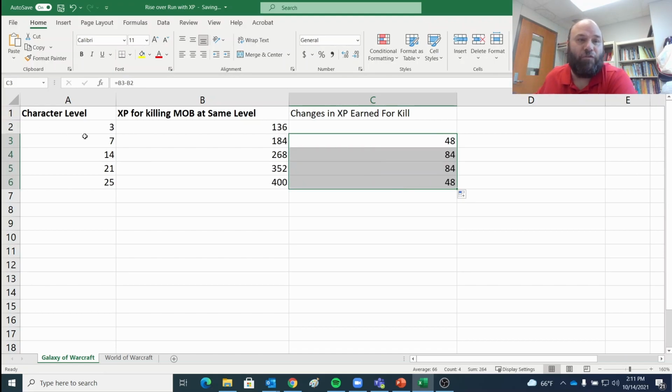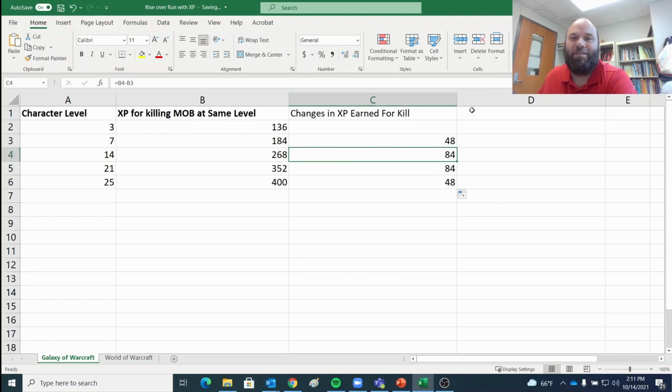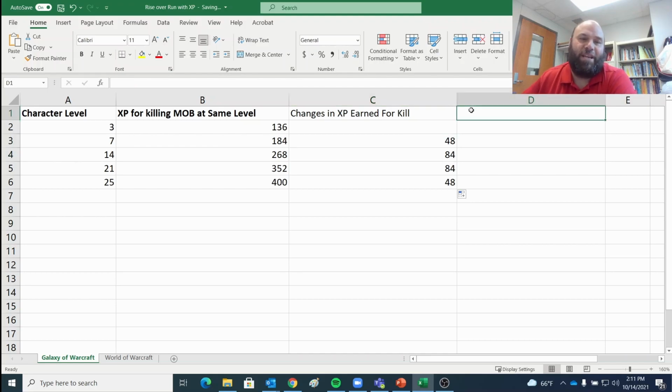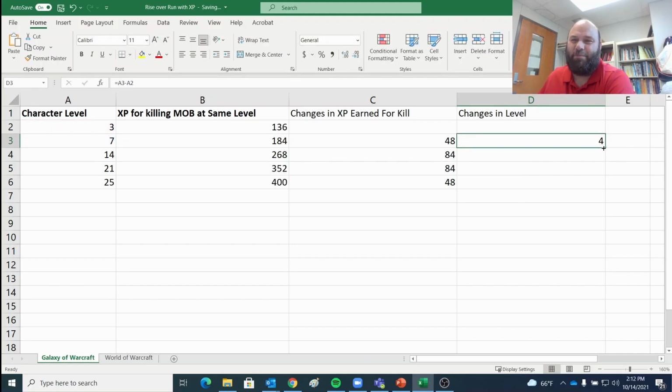So this tells us that as our character goes from level 3 to 7, then our same level MOB kills give us 48 more experience points. From 7 to 14 gives us 84 points, and so on. So what we'd like to think about is, what do these average out to, per level? So to do that, let's just look at the changes in level in our data set. So that's the difference in the values in column A.